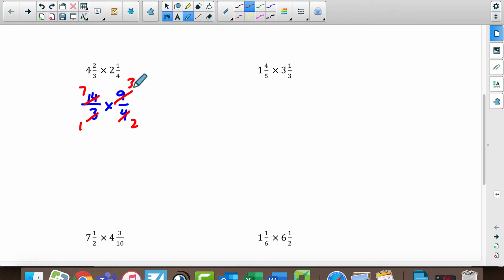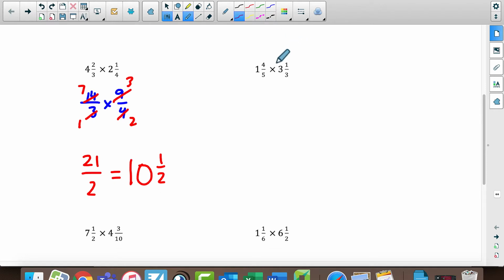7 times 3, multiply across the top, you get 21. 1 times 2 is 2, and you're good. I'm happy with this answer. Or switch it back into mixed. How many 2's go into 21? 10. That gets you up to 20. You still have 1 left over, so 1 over 2. Either answer is great with me.